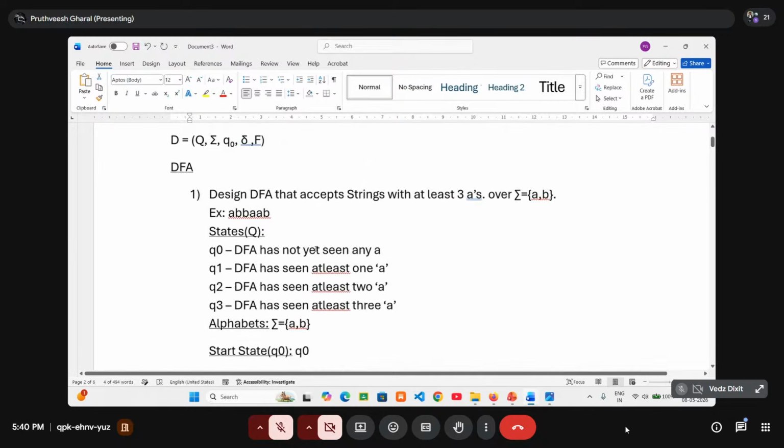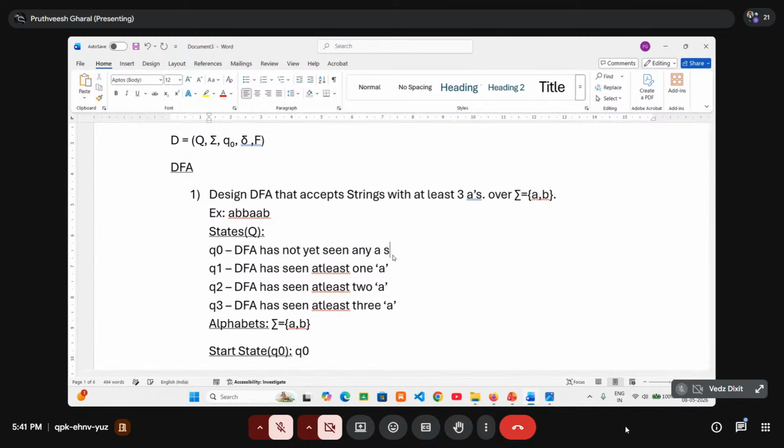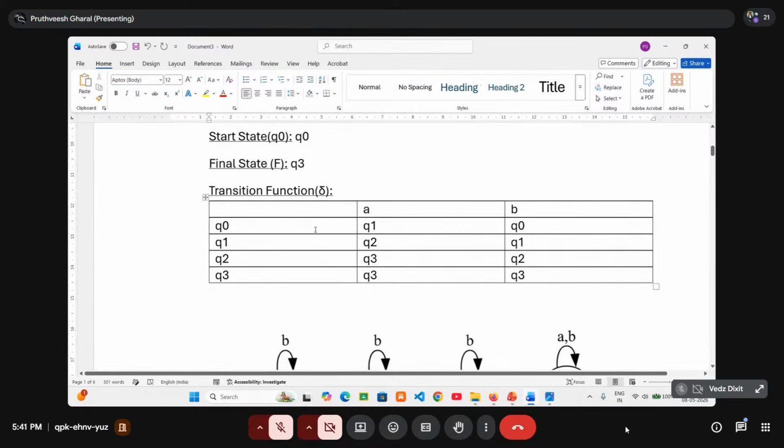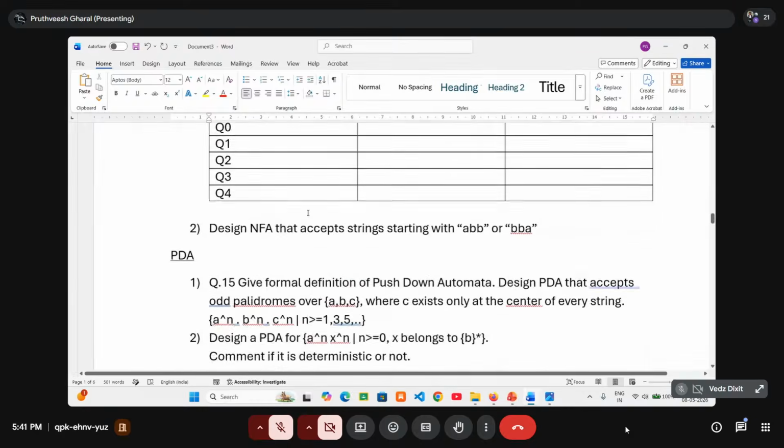Here also, we started with an assumption that it has not yet seen any A. So the string must have zero A's. This is still an assumption. It might seem like common sense to us, but it is an assumption.